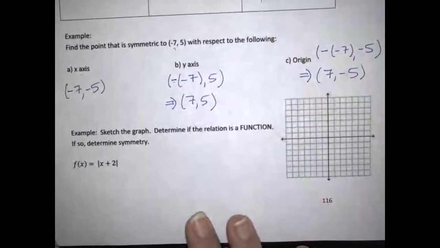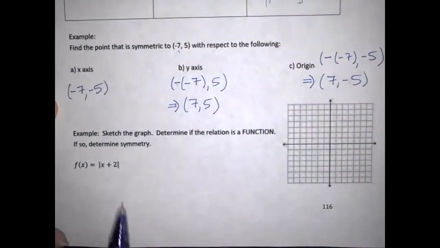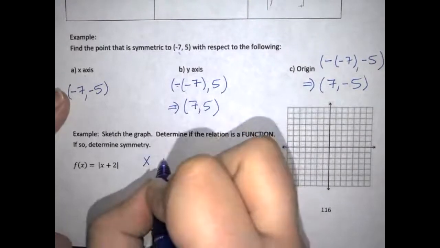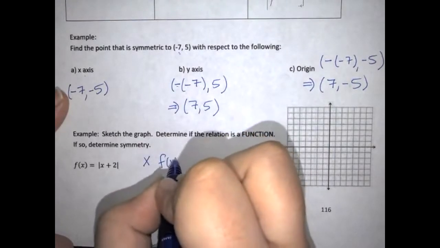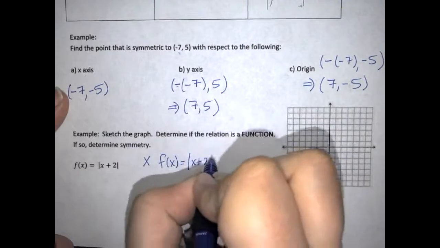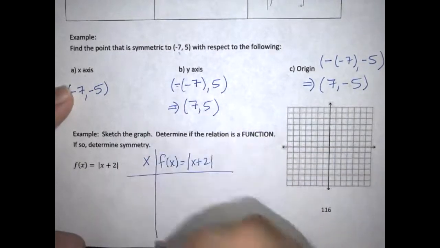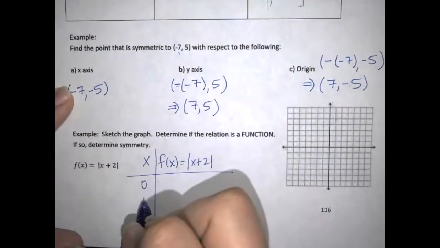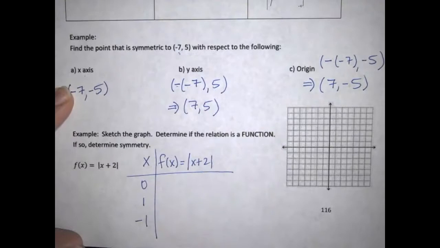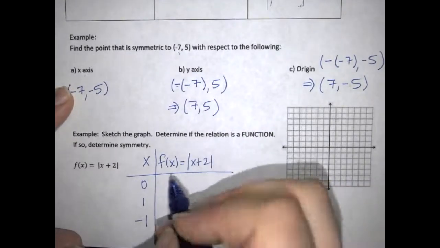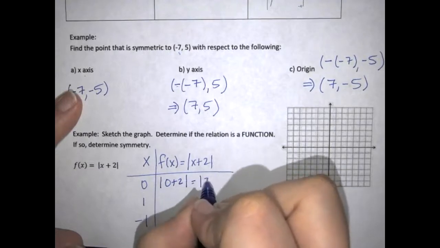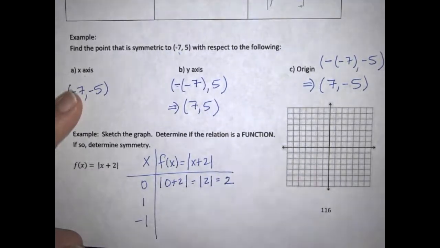Alright, so now we're going to look at sketching a graph real quick. So we have the graph y equals the absolute value of x plus 2. The easiest thing that you could do for that is make yourself an x-y table and just choose a small collection of points. So I might look at 0, 1, and negative 1. And so you're going to have to evaluate. So here we're going to have the absolute value of 0 plus 2, which is really the absolute value of 2, which gives you 2 as a result.